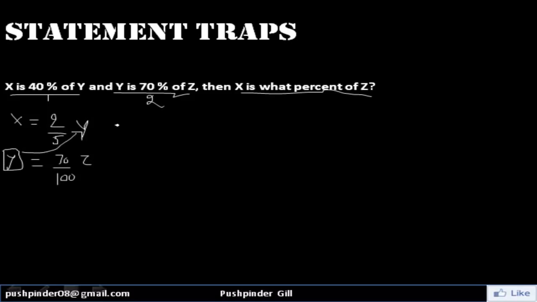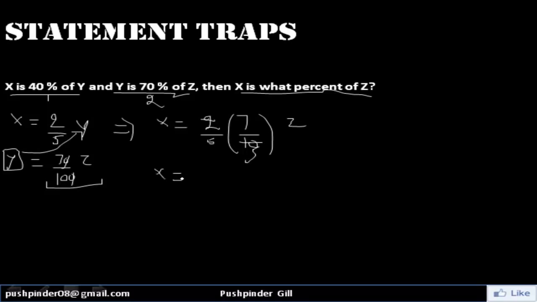So I can easily calculate the relationship between x and z. So x is equal to 2 by 5. Instead of y, I'm going to write the value of y. 2 by 5 of, let me just cut the zeros over here so it's simple for us, 2 by 5 into 7 by 10 z, right? So this gets multiplied by 5. So x is equal to 7 by 25 z. So now we have this to us.